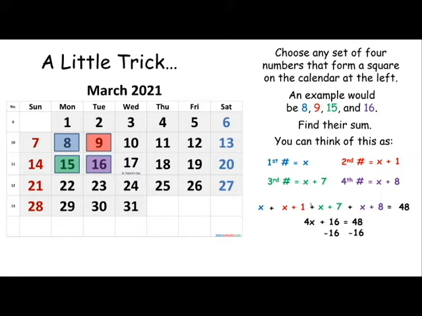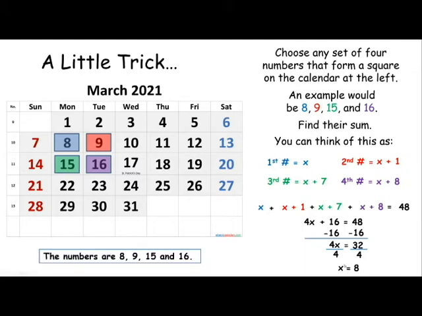And then I would use the property of equality to get rid of the 16s. And then I would use the property of equality to divide away the 4. Notice this tells me my first number was an 8. Once I know the first number is an 8, I know the one that's just to the right is 9, just below is 15, and this one would be 16.